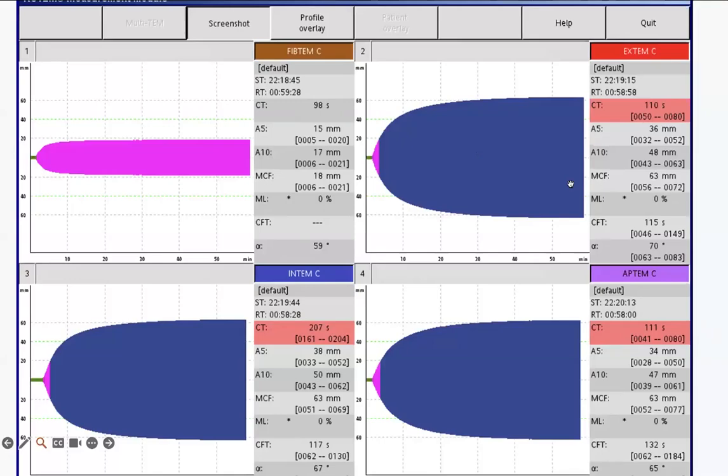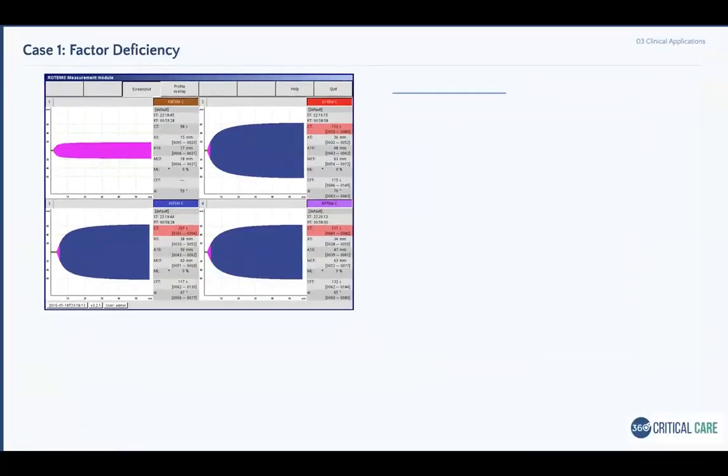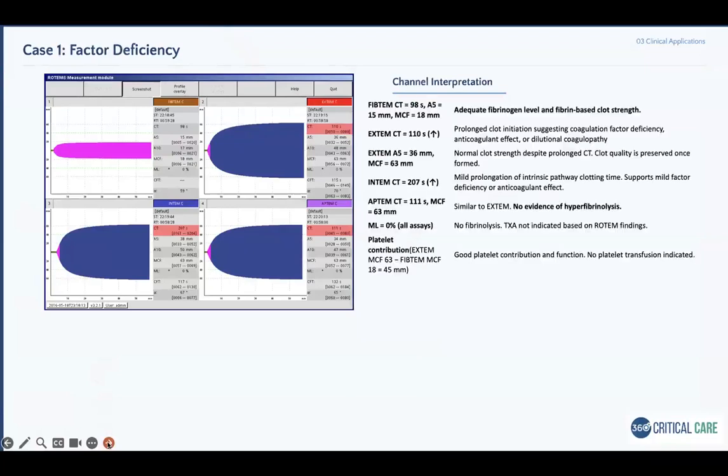So what is the problem? How do you treat it? Any takers for this? So you have normal platelet, normal fibrinogen, but abnormal clotting time. What do you do? Correct. Someone has said FFP. All right. That's correct. Pretty easy, isn't it?